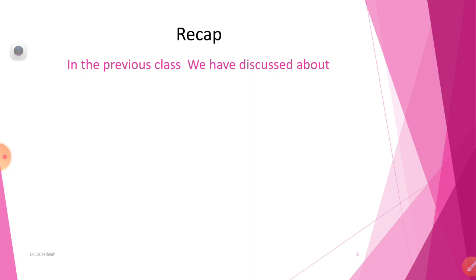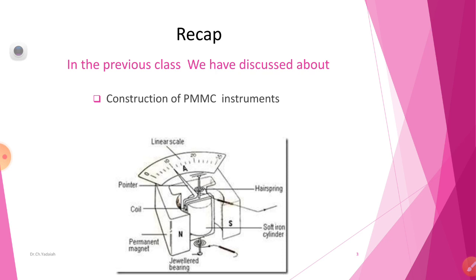Now coming to the second chapter, we have seen that our instruments are based on these principles. We are going to manufacture real-time instruments, that is moving coil instruments, moving iron instruments, and dynamometer type instruments, based on these principles. In the last class we covered first the construction of moving coil instruments. You can see its construction. It has the U-shaped magnet, and that is the permanent magnet.